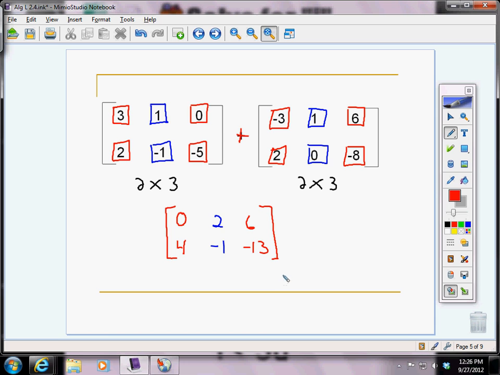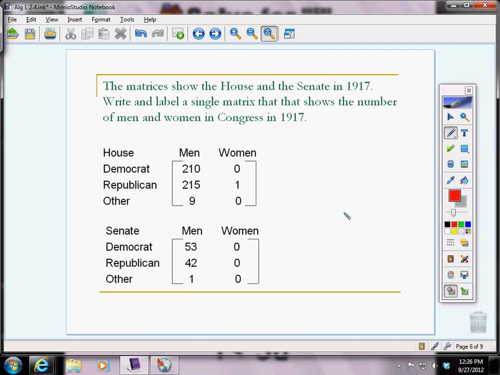Let's look at another example. These matrices show the House and Senate in 1917. Write and label a single matrix that shows the number of men and women in Congress in 1917. So in this matrix, it shows the men and women in the House. This one shows the men and women in the Senate. And what we want to do is write a single matrix that shows all of them all together. So what we will do is we're going to add the numbers in the same position.